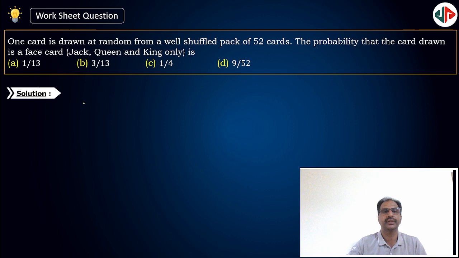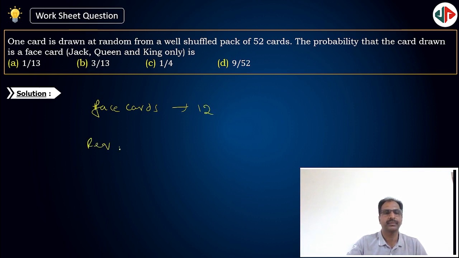Next, one card is drawn at random from a well-shuffled pack of 52 cards. The probability that the card drawn is a face card. Face card means Jack, Queen, King. So, how many face cards are there in total? 4 Jacks, 4 Queens, 4 Kings. So, 12 face cards will be there.